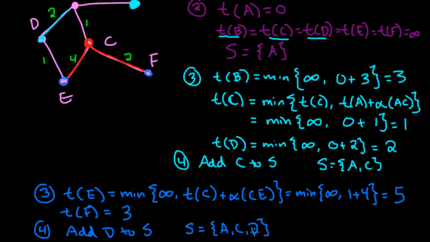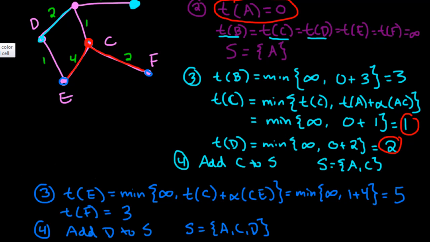So each of these have been solved, and in fact maybe I will just highlight them in red when they're completely solved. We know that T of A is 0 and it's in the set S, so it's done. We also know that T of C is 1 and it's done. And then we know that T of D is 2 and it's also done. Okay, so what we're going to do is repeat step 3 with the latest vertex being D.